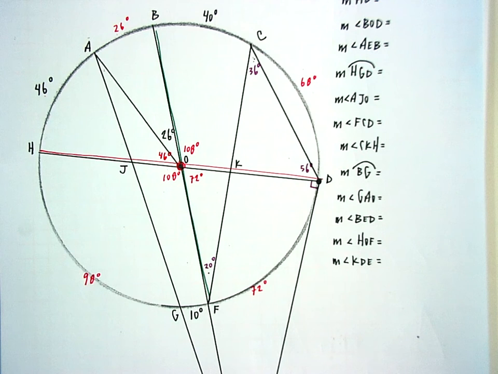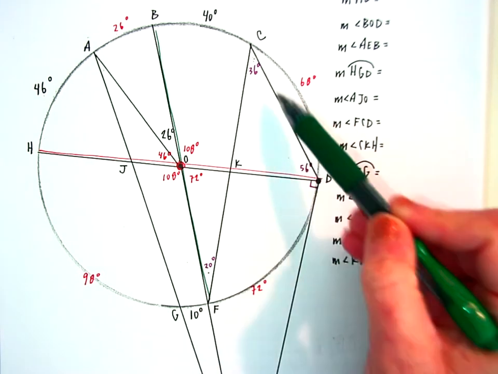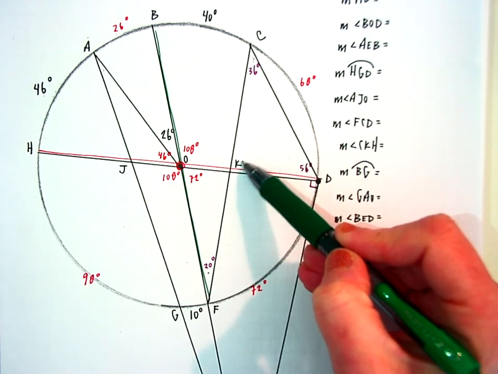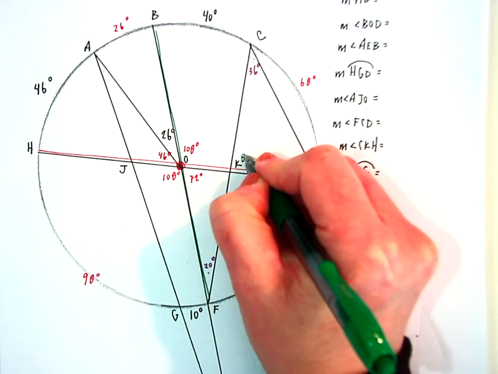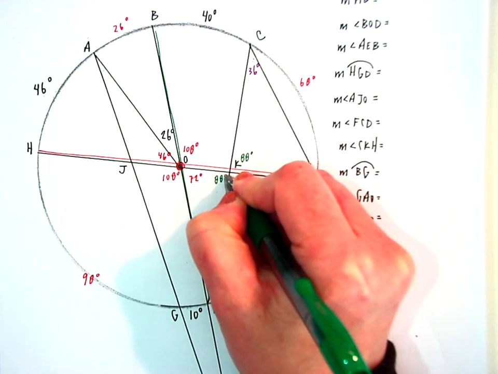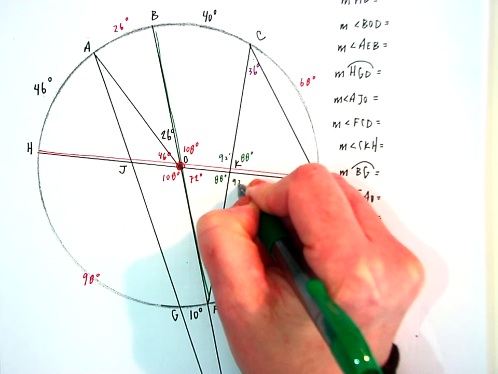So now what I would probably do is look for any vertex that's inside, or look for any triangle where I know that they have to add up to 180. So for example, right here, these two angles add up to 92. So this angle has to be that supplement, so it's got to be 88 right here. And then its vertical angle is 88, linear pair 92, and 92.